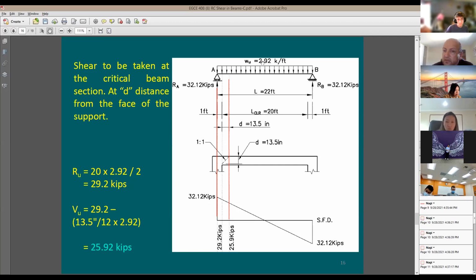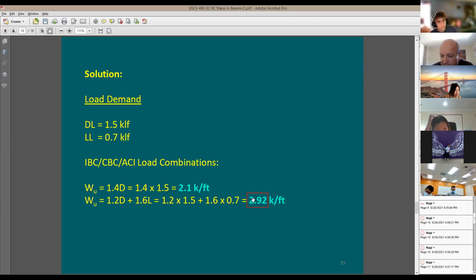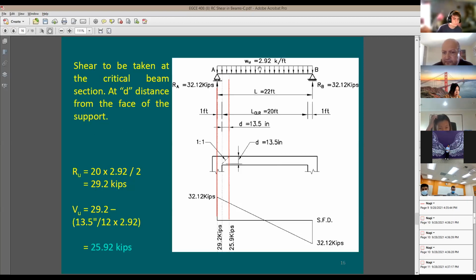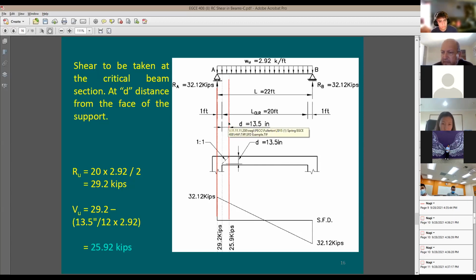So uniform load in the top 2.92 kips per foot, which I got from here. I solved this first. Now I need to find out the shear at this location. Someone's going to say, let me first find the reaction. I'm going to say, fine, how much is the reaction? You take 2.92 times 22 feet divided by 2. I said, okay, this is fine. This is going to be a reaction here, the big reaction, the 32.